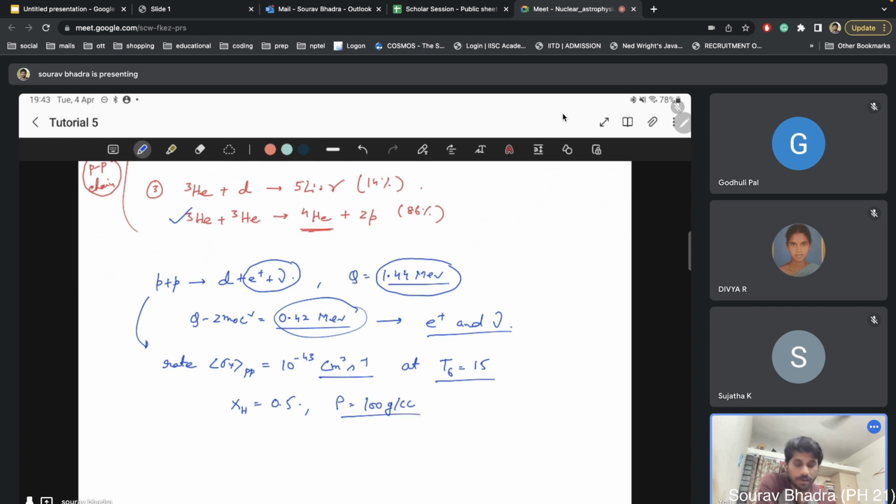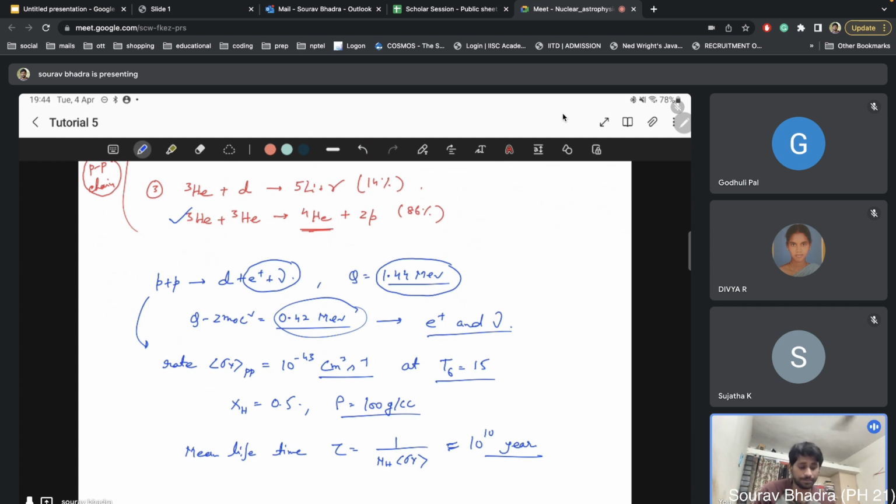This is the typical value for the sun, so the mean lifetime of this PP reaction can be calculated, which is 1 by NH sigma v. It is from third week's material. I have shown you how to calculate this mean lifetime a few times before, in one of the assignment problems. If you calculate, it will be 10 to the power 10 year. So the mean lifetime of this particular reaction is 10 to the power 10 year, which is a very long time scale.